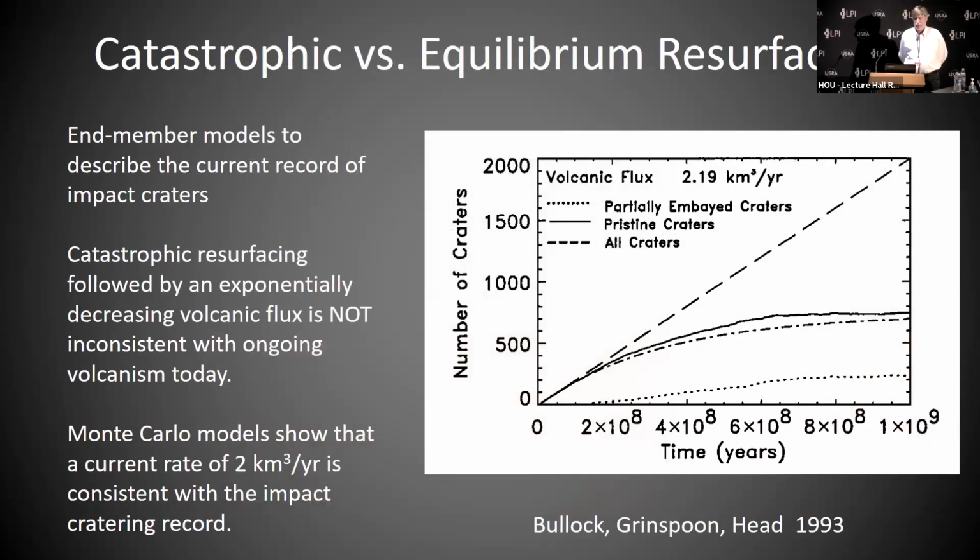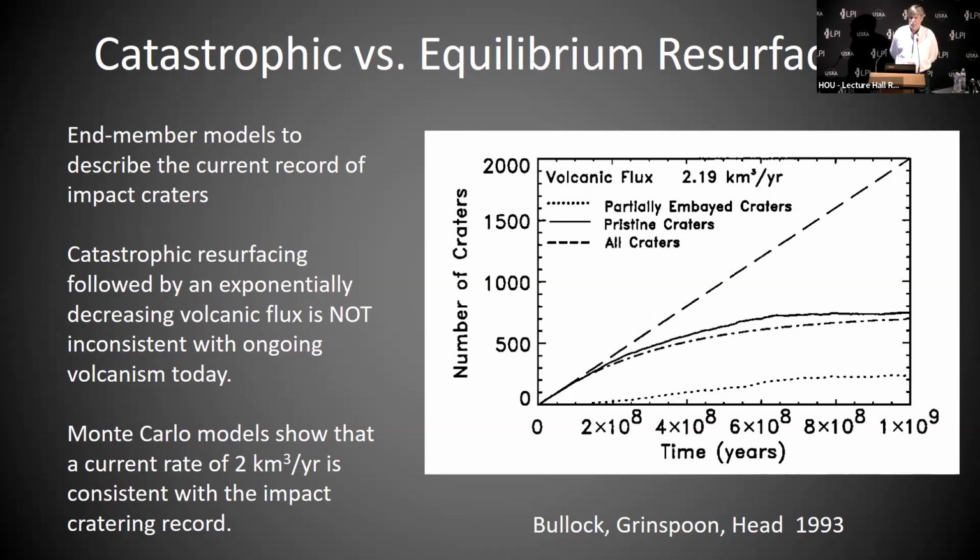In the meantime, I'd like to talk about catastrophic versus equilibrium resurfacing, which was a concept developed in the early 90s with the first Magellan results. I want to emphasize that these are end-member models, and basically they describe the crater distributions: the fact that they're randomly distributed and that only a small percentage of them are impacted by volcanism or tectonism, although the crater floor filling work of Herrick et al. changes that view.